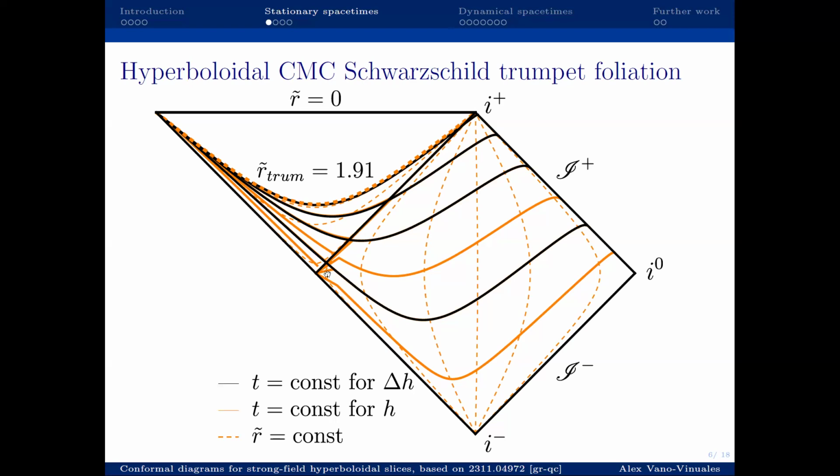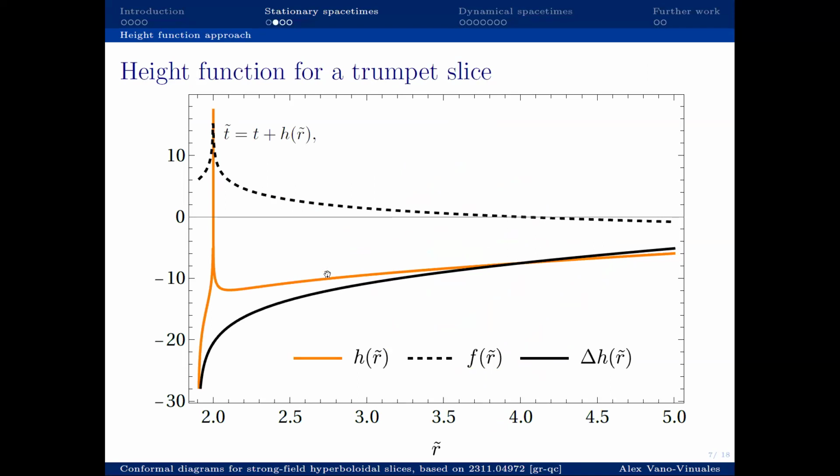If you use just your usual Schwarzschild coordinates and you integrate your height function, it's going to look exactly like this orange curve here. So let's remember, this is the uncompactified Schwarzschild coordinate. The horizon is located at r equals 2, because I'm choosing m equals 1 for the black hole's mass. So here we have a divergence in the height function.